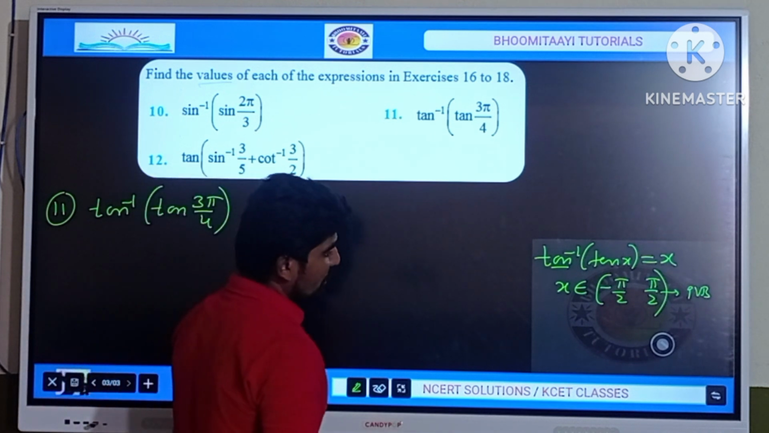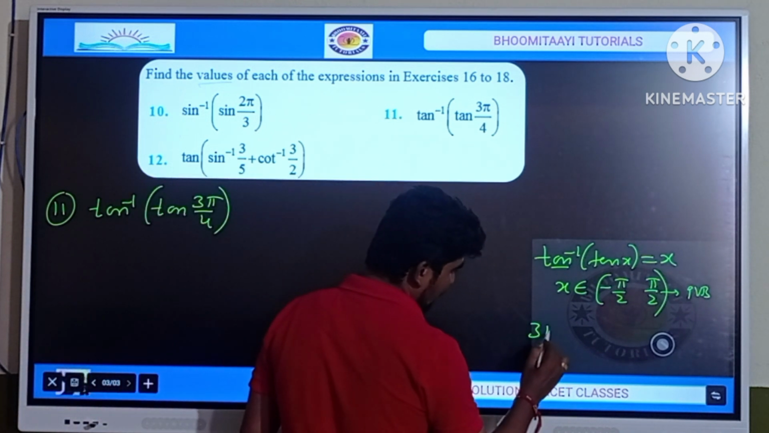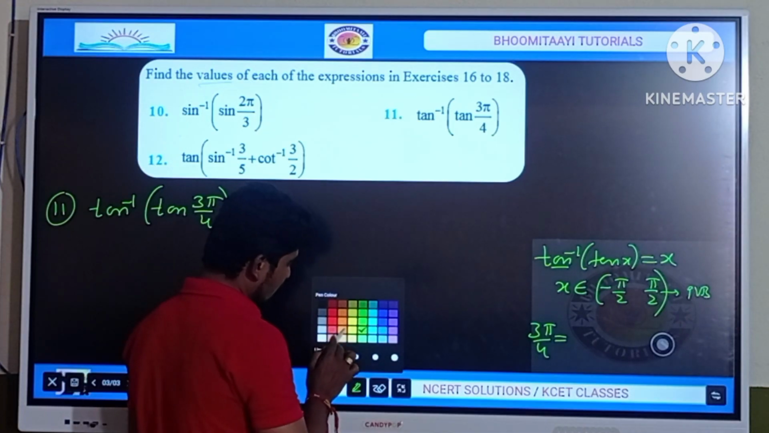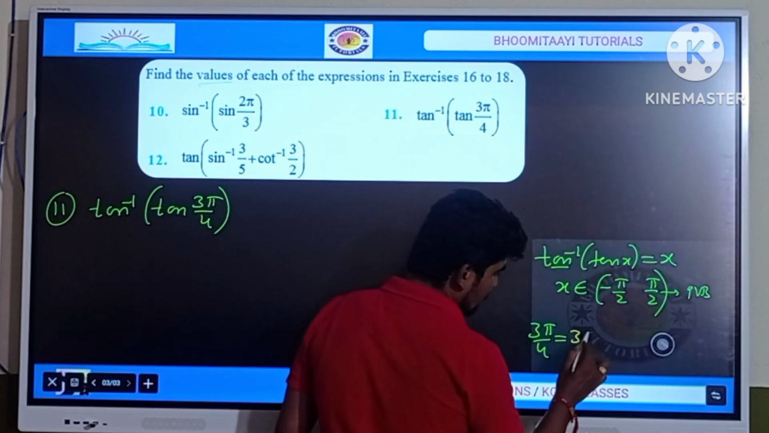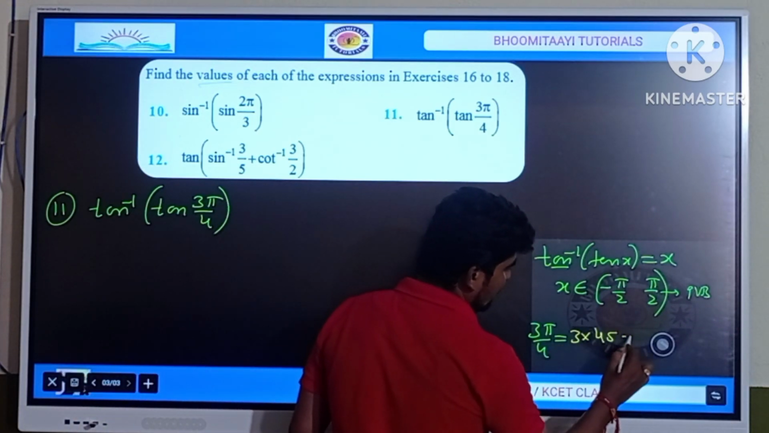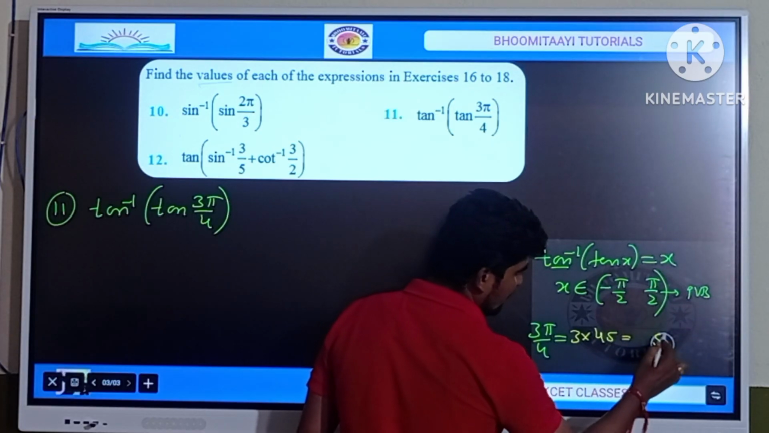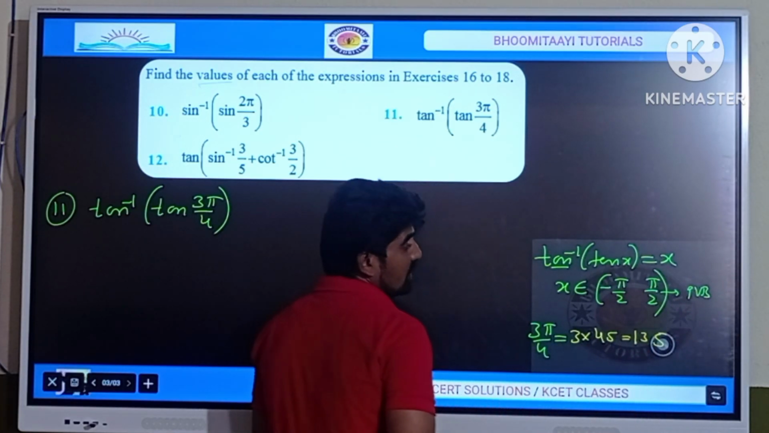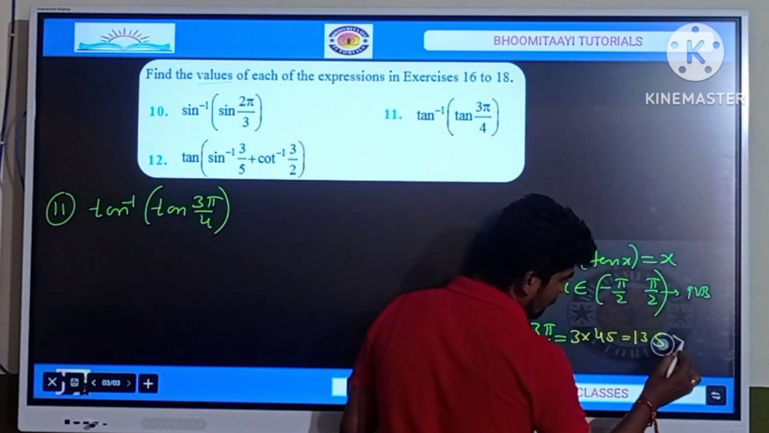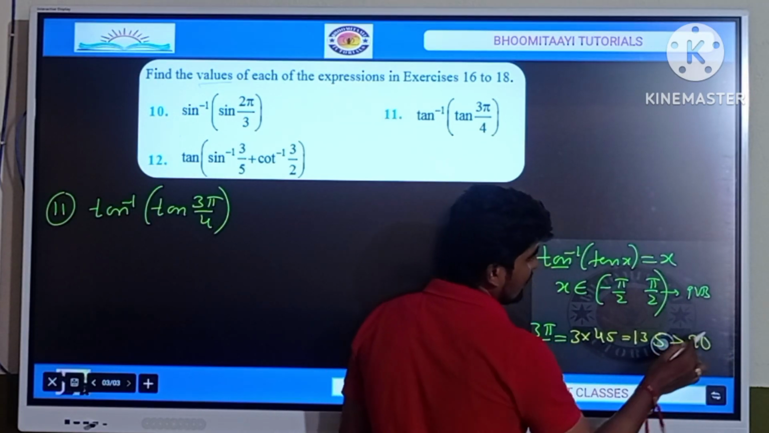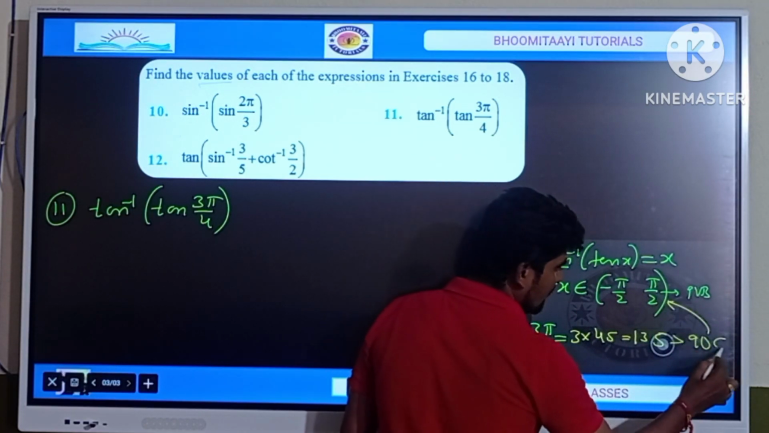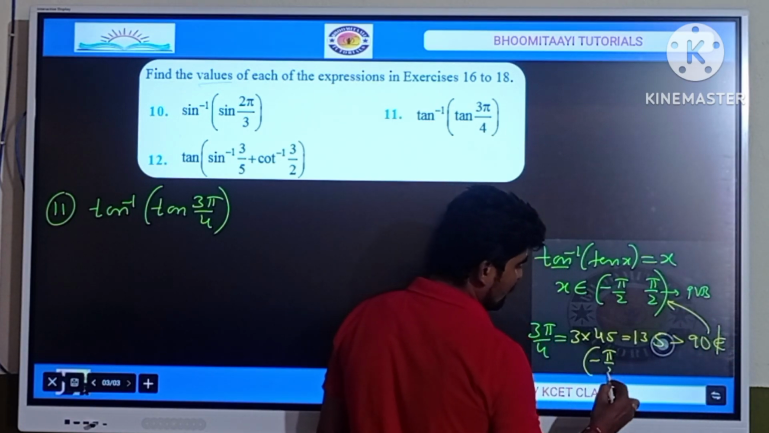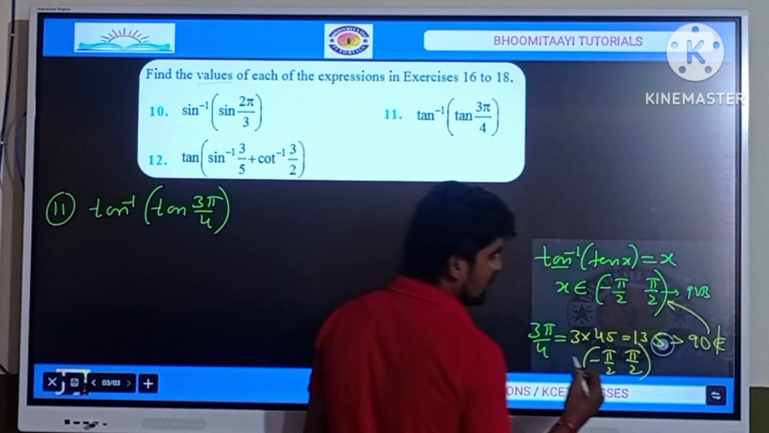So what is 3 pi by 4? 3 pi by 4 is equal to, observe here, 3 into pi by 4 means 45 degree. So 3 5s are 15, 3 4s are 12 plus 1, 13, so 135. So definitely 135 is more than 90 degree. So it means 3 pi by 4 does not belong to the open interval minus pi by 2 to plus pi by 2.